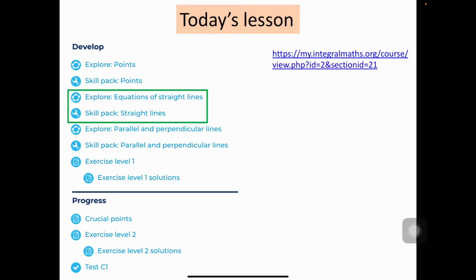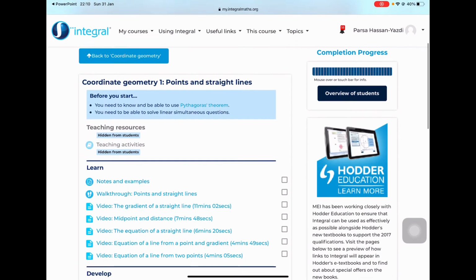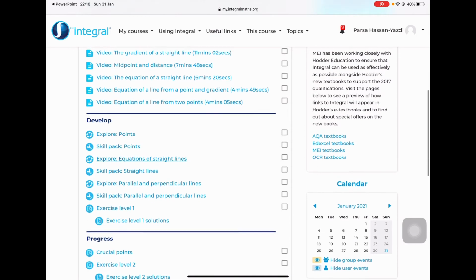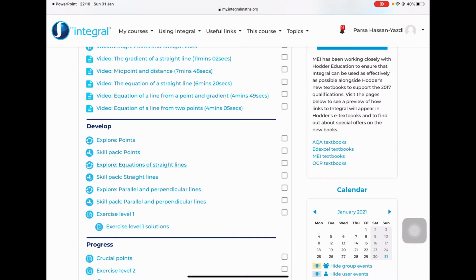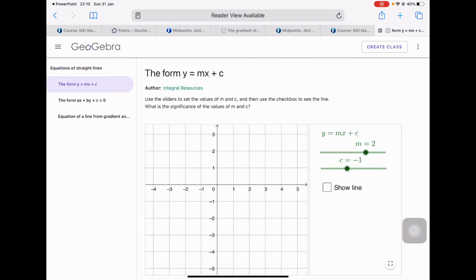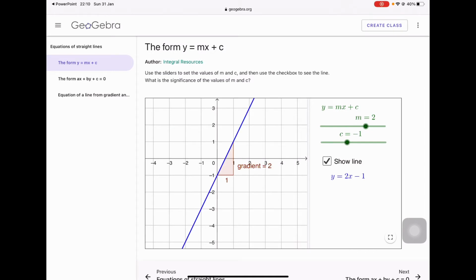Okay, now we're going to focus on equations of straight lines. So I'm going to go back to this Integral Maths link. And now I'm going to click on Explore Equations of Straight Lines. So y equals mx plus c. Let me just tick this. So now you can see y equals 2x take away 1.